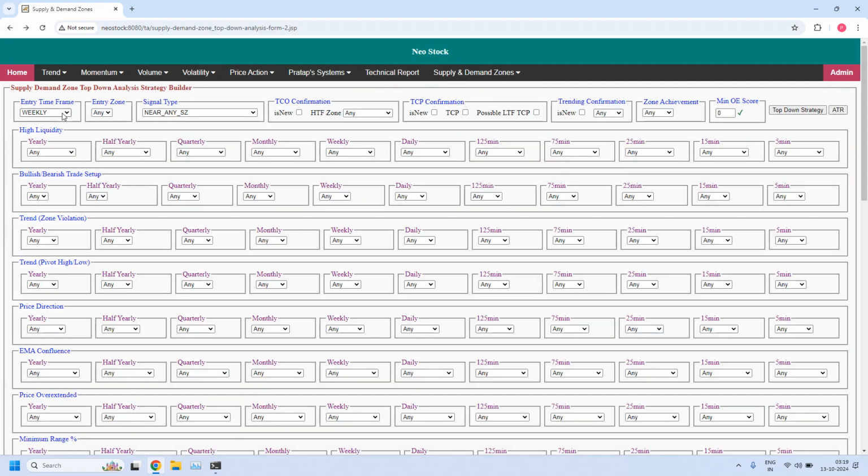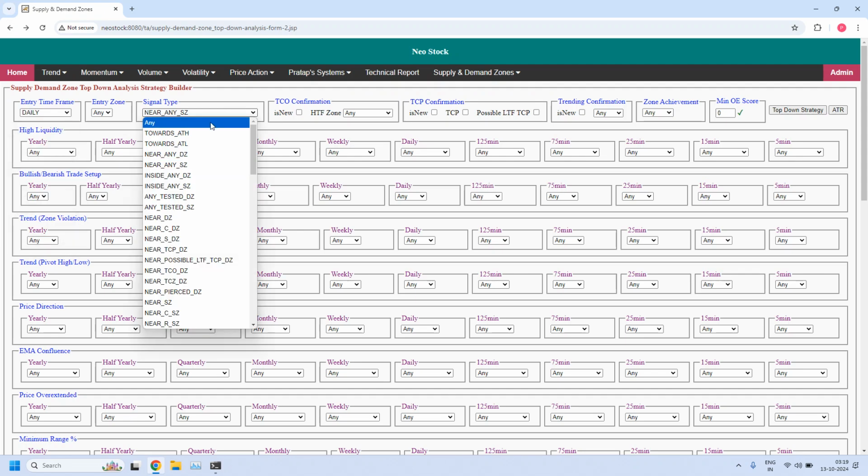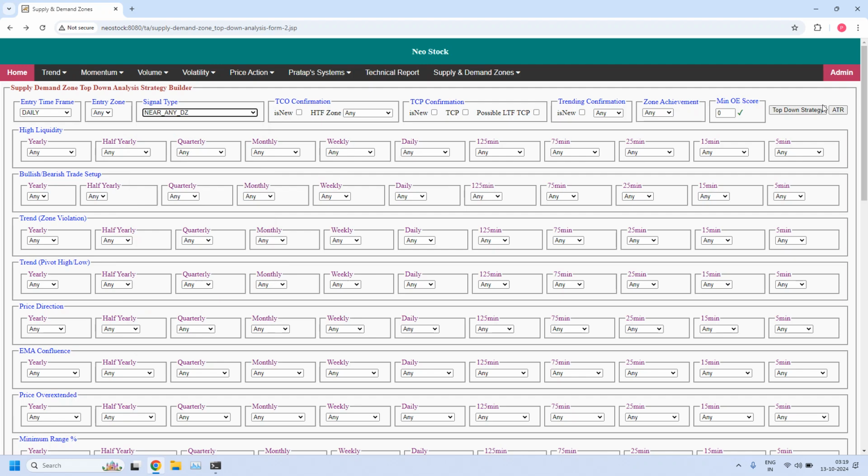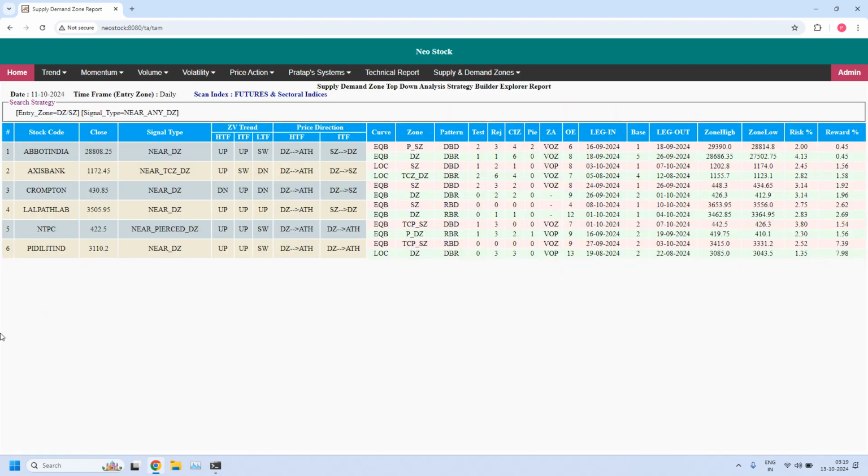Next time frame is daily. Entry time frame daily. Let us find the stocks near daily demand zone. 6 stocks are filtered near the daily demand zone. Let us identify any high liquidity zones from this list. We don't have any valid daily high liquidity demand zones. High liquidity means high priority, high liquidity demand zones. Always you should remember.